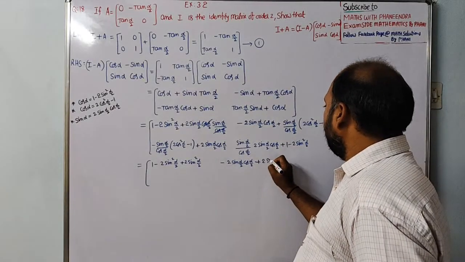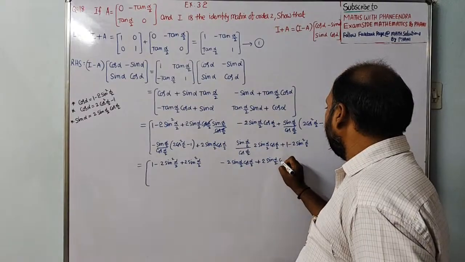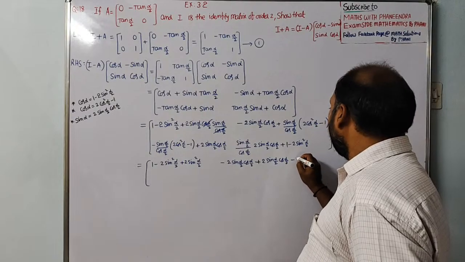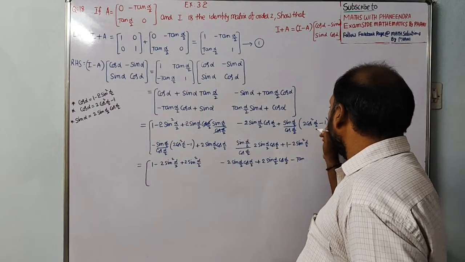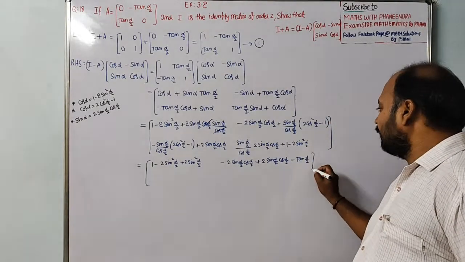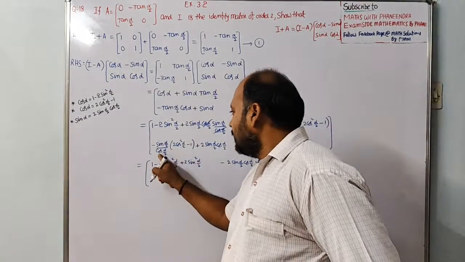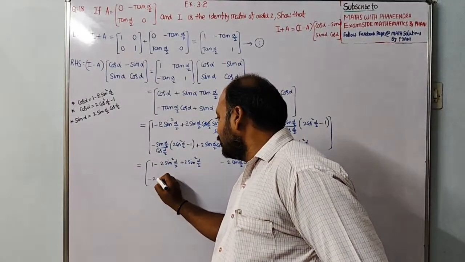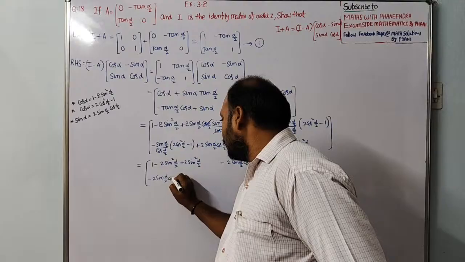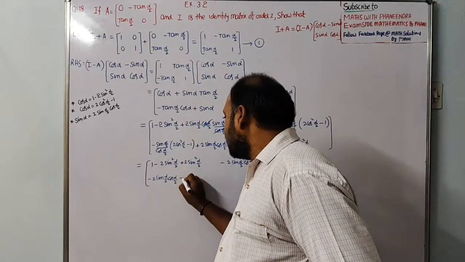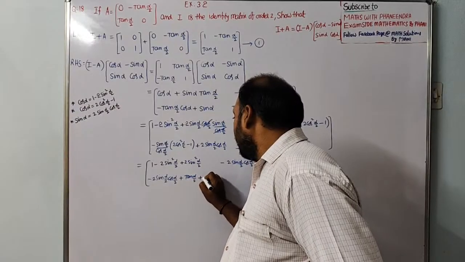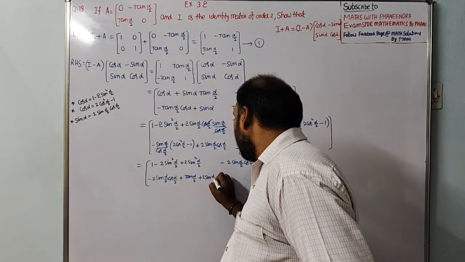Plus 2 sin alpha by 2 cos alpha by 2, minus tan alpha by 2 sin alpha by 2 by cos alpha by 2, that is tan alpha by 2 only. Now here these two will be cancelled. Minus 2 sin alpha by 2 cos alpha by 2 plus tan alpha by 2 plus 2 sin alpha by 2 cos alpha by 2.